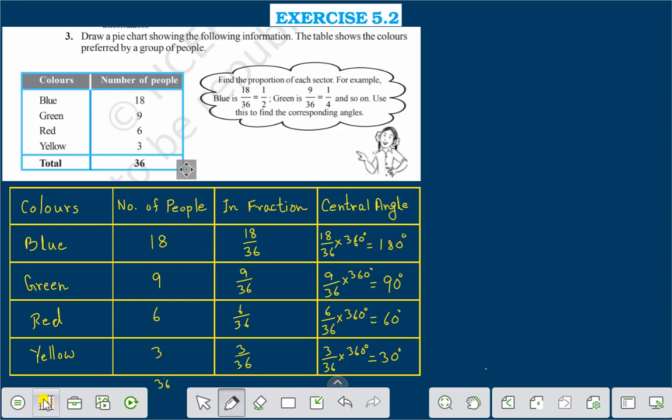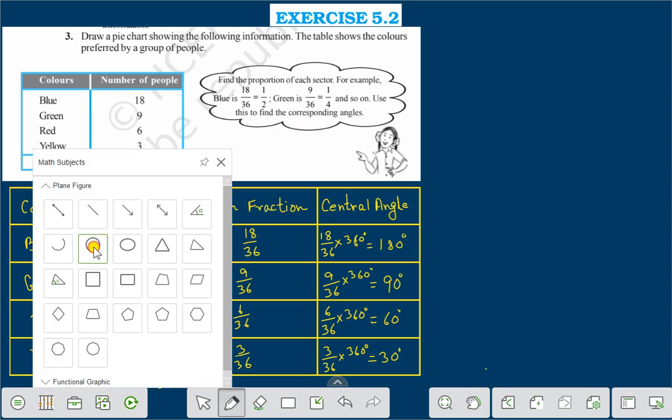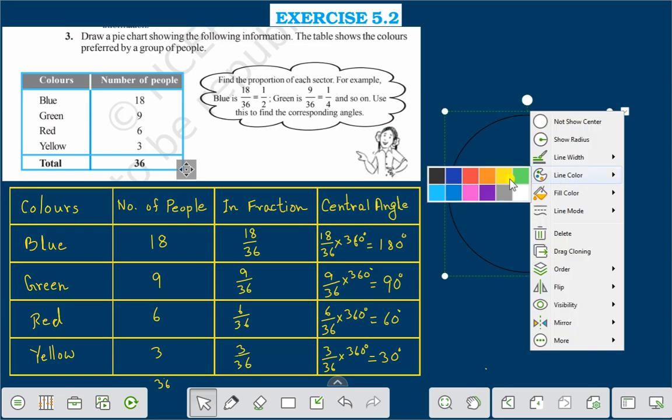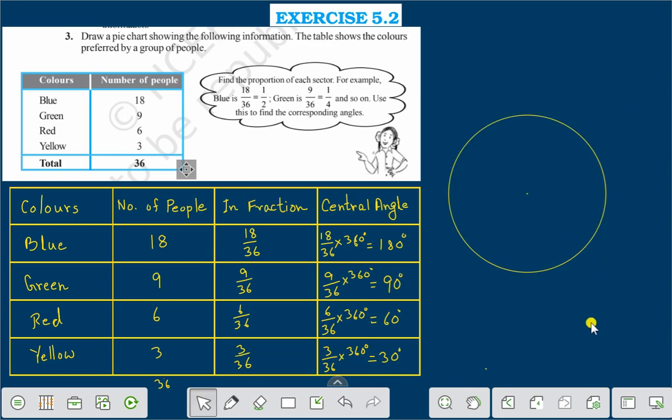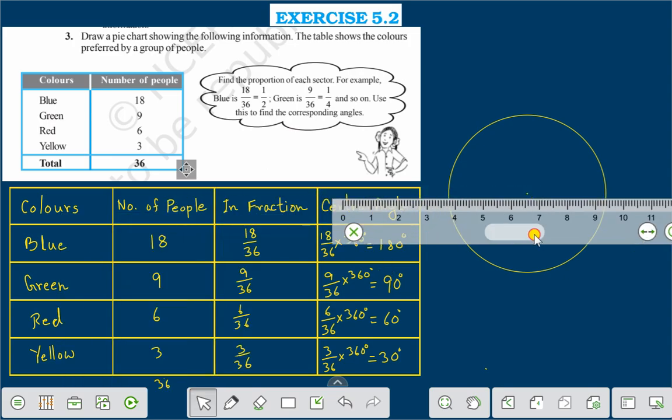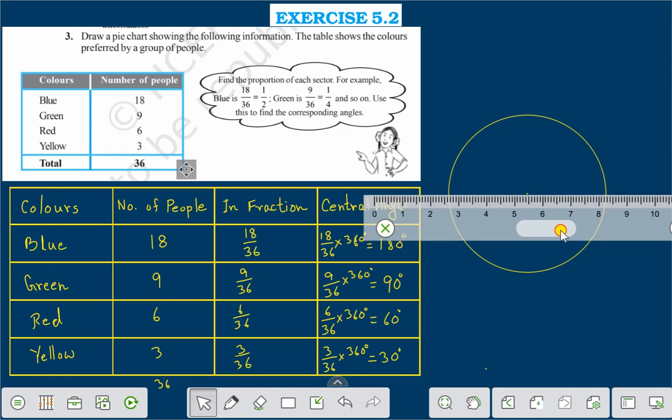Let us take a circle first. Here we made a circle. Let us change the color line. This is the circle. Now first of all, with the help of the ruler, we are making the radius.